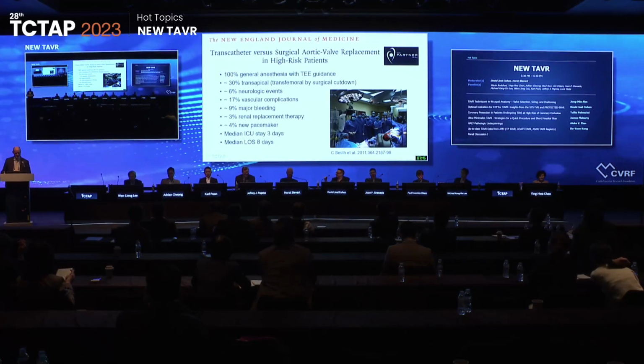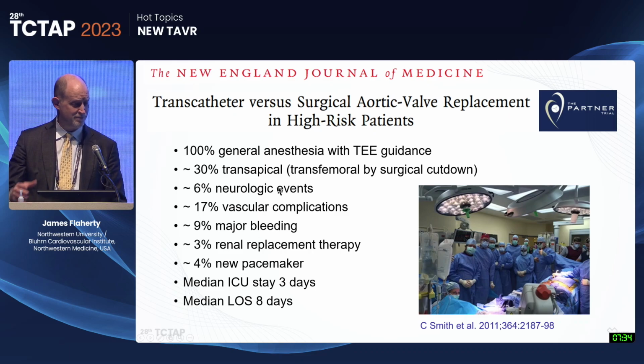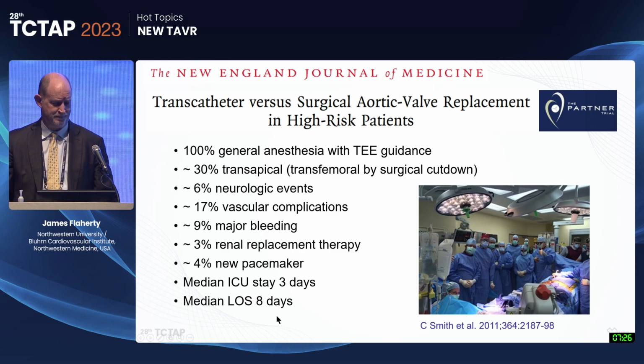Nothing to disclose. So here's the original PARTNER cohort A data. We can see 30% were transapical, and all the transfemoral by surgical cut down. Fairly high complication rates by today's standards, but not so bad if you think it's first generation. ICU stay 3 days, and median length of stay 8 days.